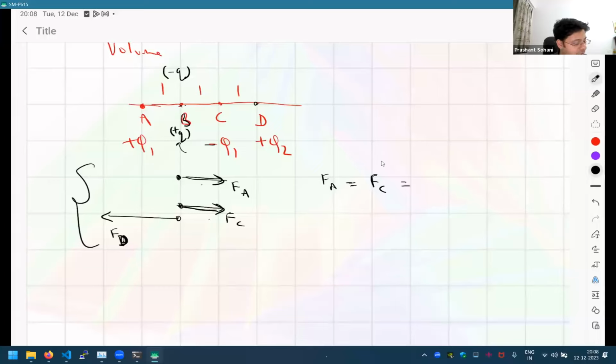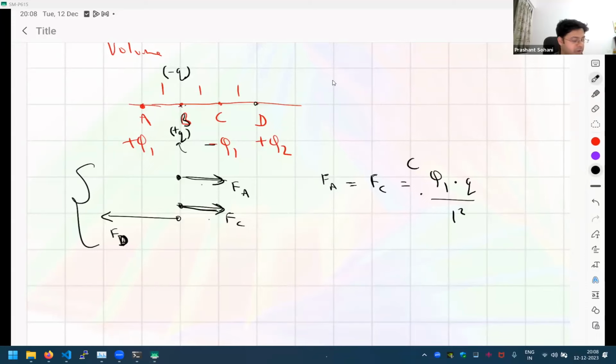So firstly, how much is the magnitude of FA and FC? It is going to be Q1 times Q upon distance squared. The distance we have conveniently taken to be 1, so 1 squared, times the Coulomb's constant, which I'm going to show as capital C over here. Anyway, that constant is also going to cancel out, so it doesn't really matter. So this is the force due to A and C.